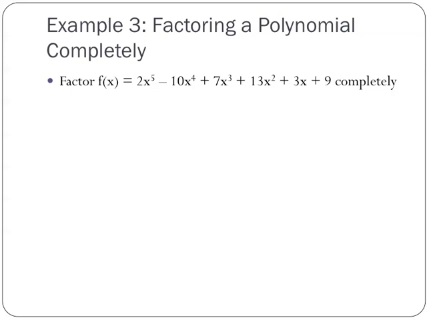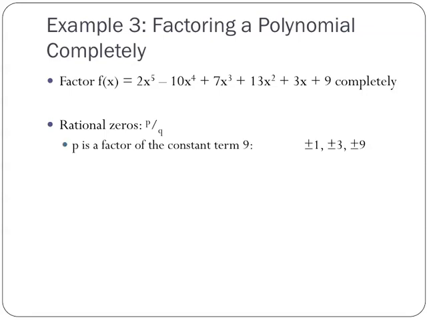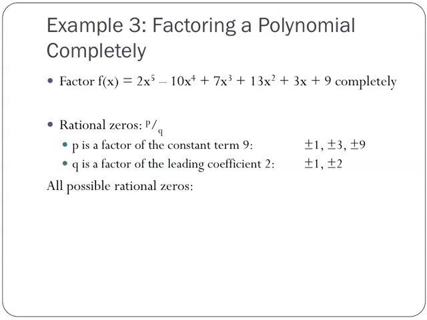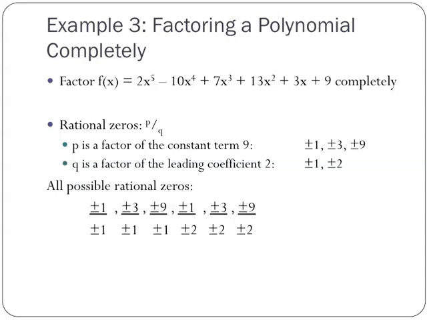So let's start with the rational zeros, p over q. So p being a factor of the constant term, which is 9, so plus or minus 1, plus or minus 3, plus or minus 9. And then q being a factor of the leading coefficient, which is 2, so plus or minus 1, plus or minus 2. So come up with all the different combinations: plus or minus 1 over 1, plus or minus 3 over plus or minus 1, plus or minus 9 over plus or minus 1, and put them all over 2. So plus or minus 1 over plus or minus 2, plus or minus 3 over plus or minus 2, and plus or minus 9 over plus or minus 2.